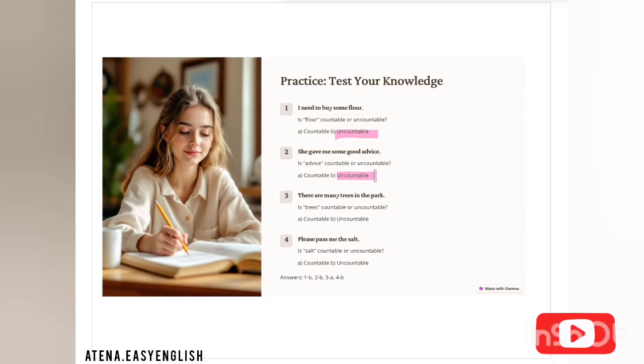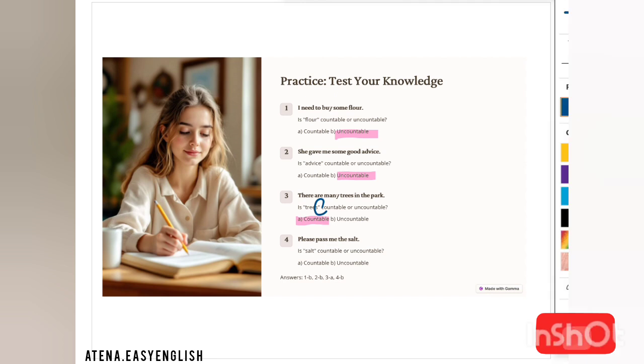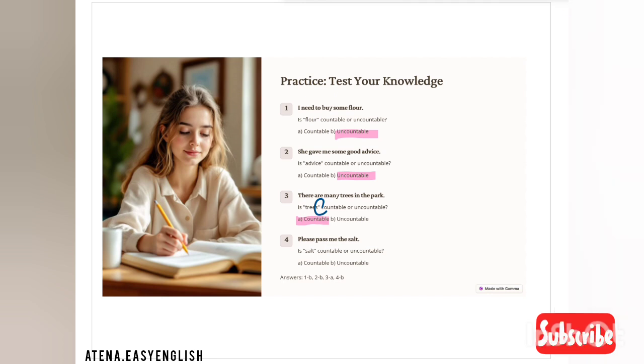Question 3: There are many trees in the park. Is trees countable or uncountable? Very good. It's countable because also you can see the S, trees. It's counted. And the last one: please pass me the salt. Is salt countable or uncountable? Very good. Salt, like sugar or milk or air or knowledge or information, these are uncountable.